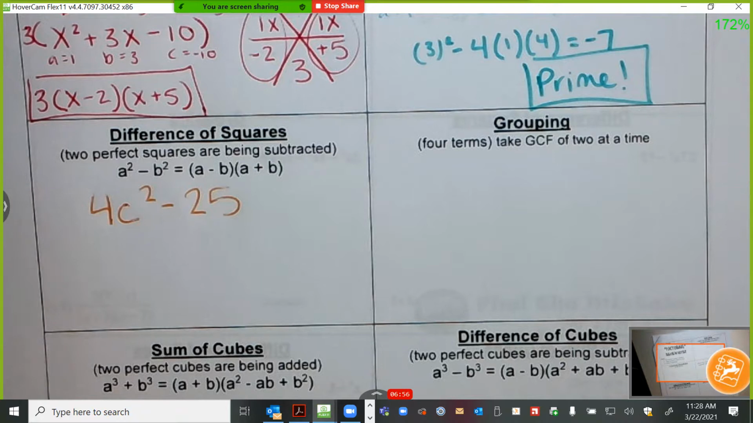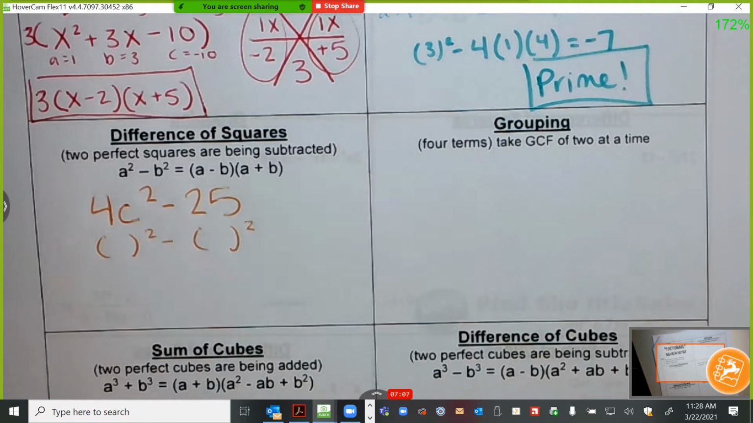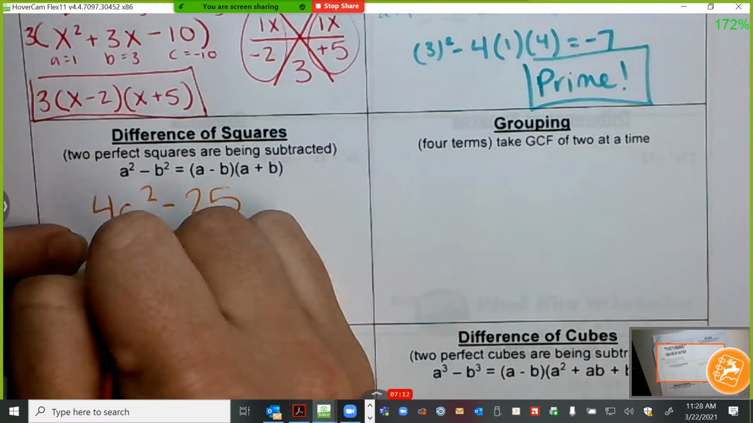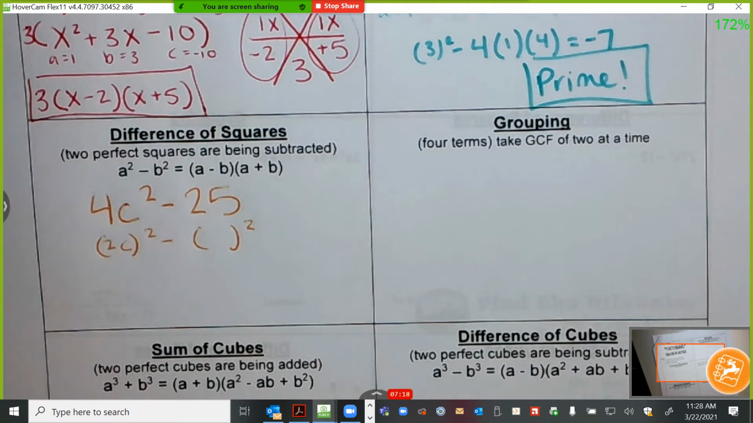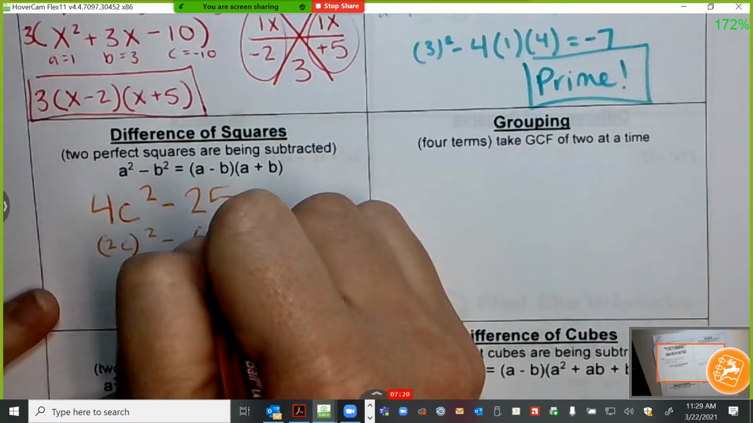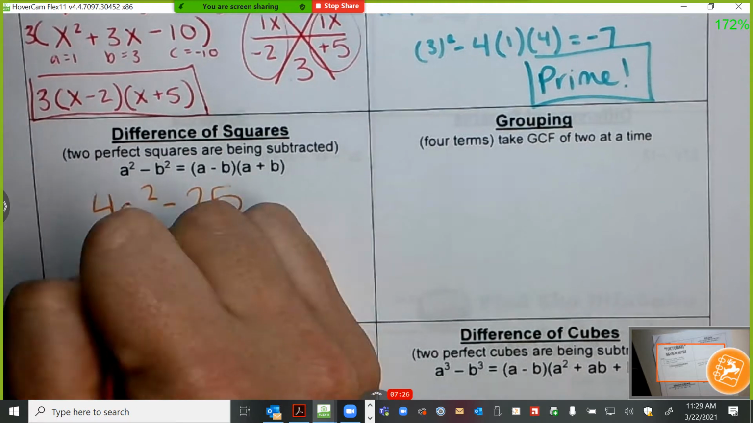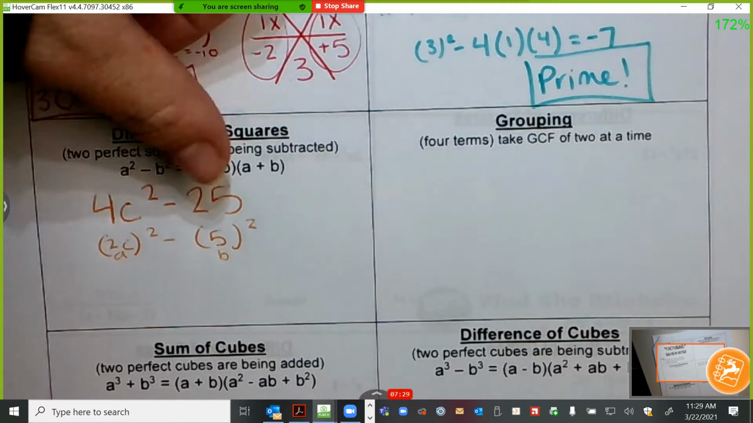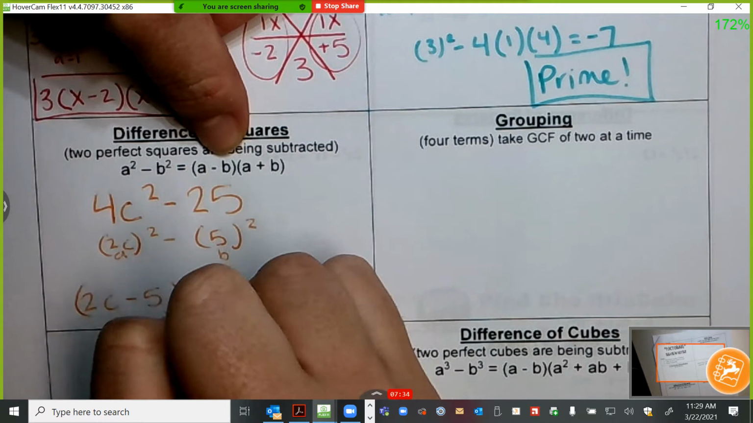Is 4 a perfect square? Yes, because 2 times 2. Is 25 a perfect square? Yes, because 5 times 5. So remember, we need to find what squared minus what squared. We know that 2 squared is 4, and c squared is c squared, so 2c squared equals 4c squared. And then 5 squared is 25. So this is your A, and this is your B. So it's A minus B, A plus B. So 2c minus 5, 2c plus 5.